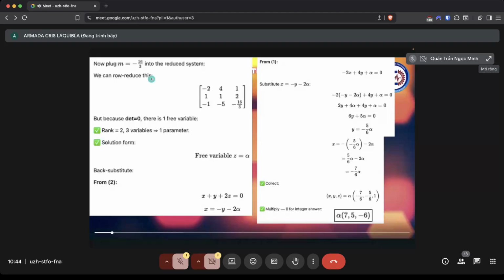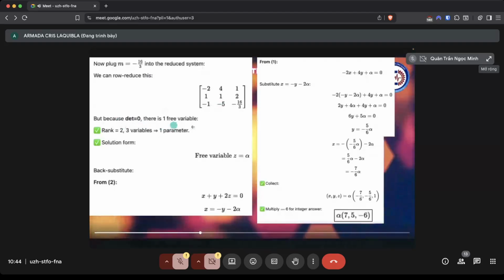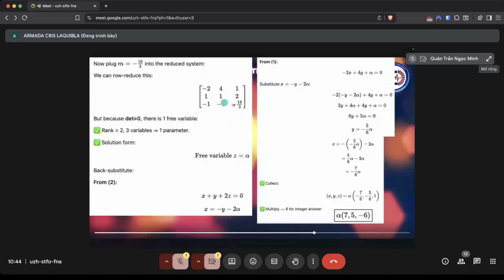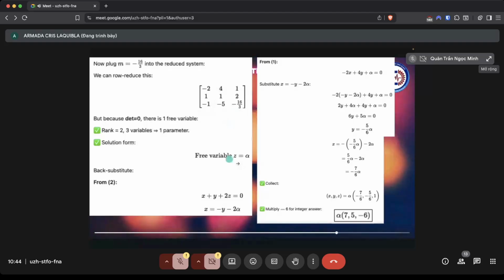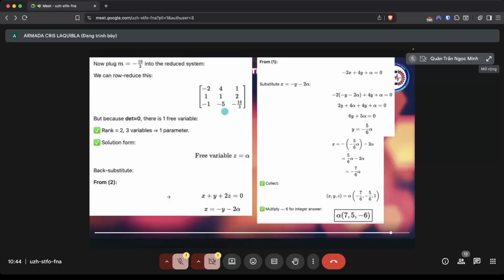And it says there, because the determinant here is 0, there is one free variable. And it's also rank 2. The rank is also 2. So we have one free variable, and we choose here the z part. So z is equal to alpha. If your z, class, is alpha, first we use equation. We only use 2 equations for here. Do not use all the three.